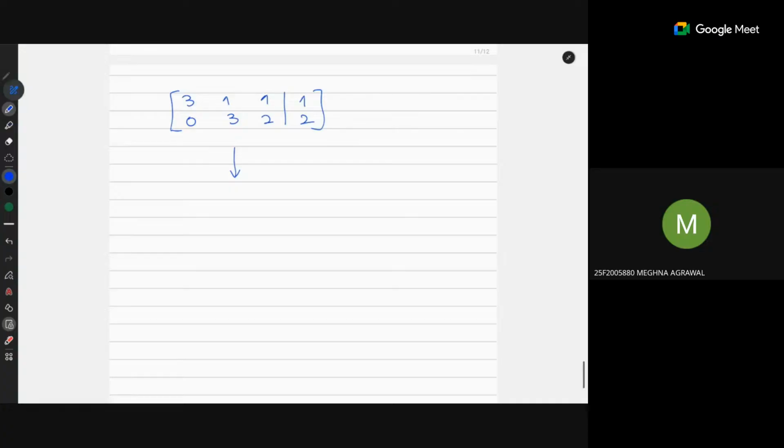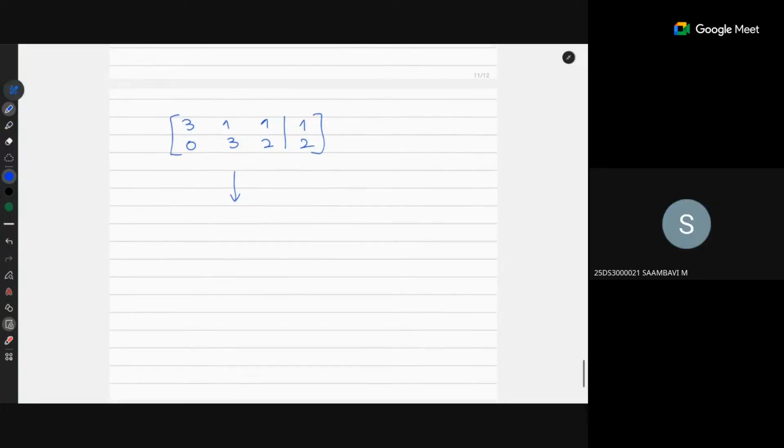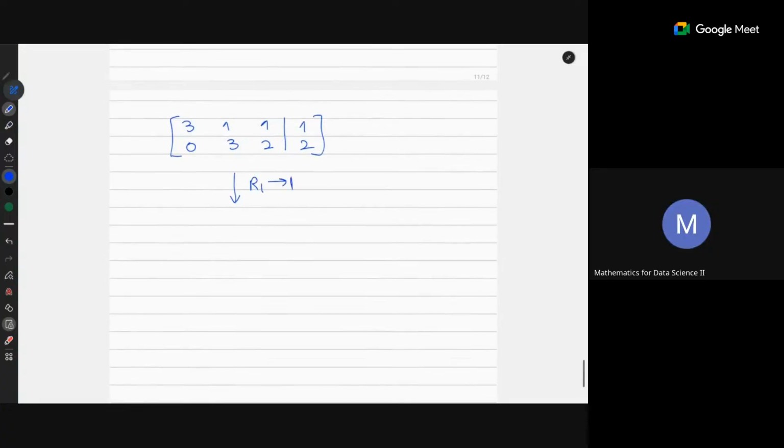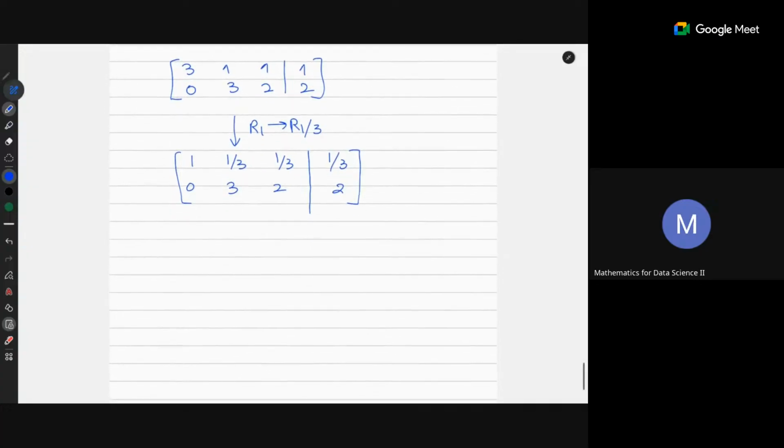So first row should be divided by 3. Correct. So R1 changes to R1 divided by 3. So it is 1, 1 by 3, 1 by 3, 1 by 3. All right. And second row, this remains as it is. The augmented matrix we just took as an example. Yes, this is an example.